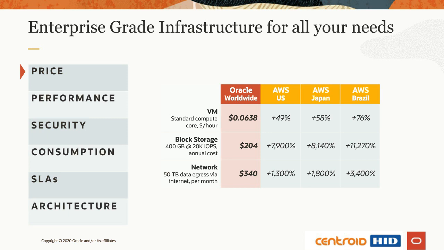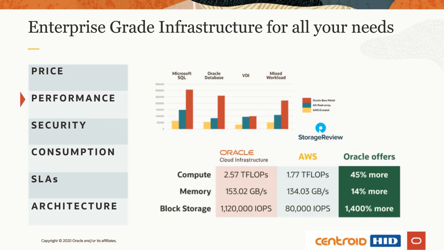So that 7,900% more cost for AWS number or metric that we looked at before, well, that was assuming you consumed that block storage resource in the US. If you were to do that in Japan or Brazil, that would be 8,140% more, or in the case of Brazil, 11,270% more.